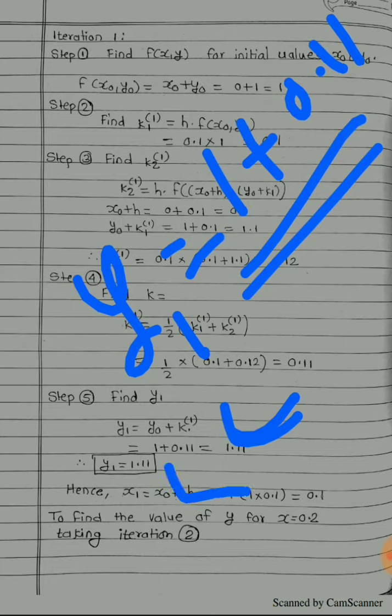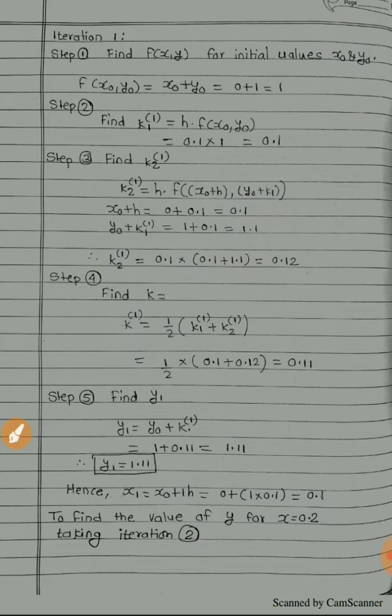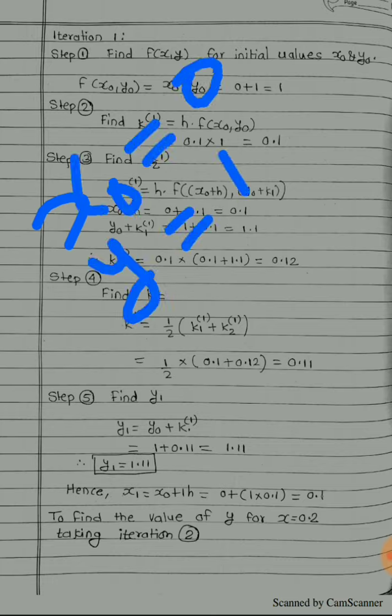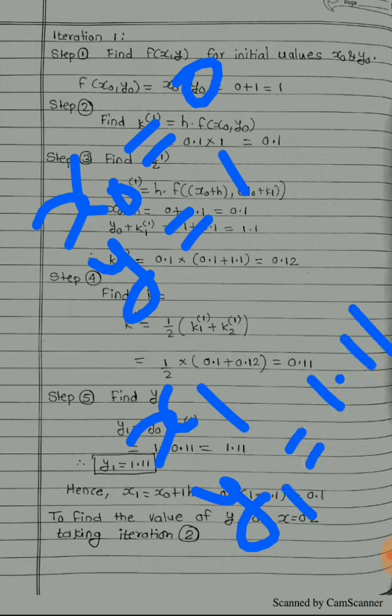So y1 I have got is 1.11. That means at the end of iteration 1, the y value is 1.11, the meaning of which is again to be understood at x equals 0.1, that is x equals x1. To start with, when x0 was 0, y was equal to 1. Then the new step is, when x becomes x1, y becomes y1, and y1 is equal to 1.11.